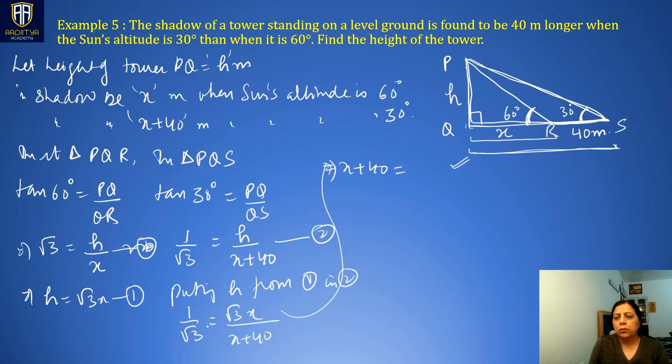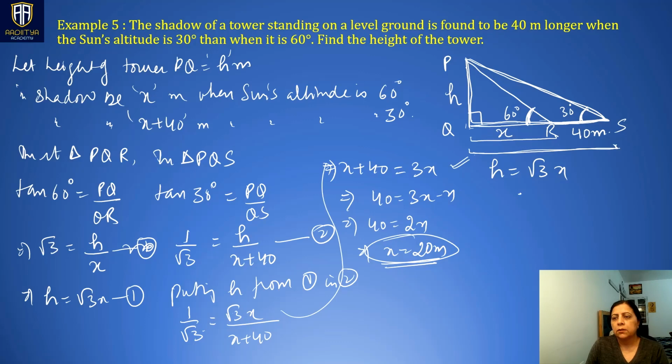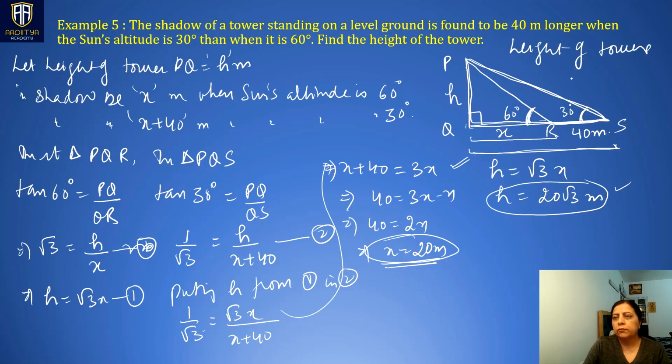X plus 40 is equal to root 3 into root 3x, which is 3x. That means 40 is equal to 3x minus x. 40 is 2x. So implies that x is equal to 20 meters. Right? Now we have found this distance first. The length of the shadow when the angle of elevation is 60 degree. Now we have to find H. By this, h is equal to root 3x. So simply we can write h is equal to 20 root 3 meters. Since it is not given in the question that we have to find it in decimals, we can leave it here. So finally, height of tower becomes h, which is 20 root 3 meters.